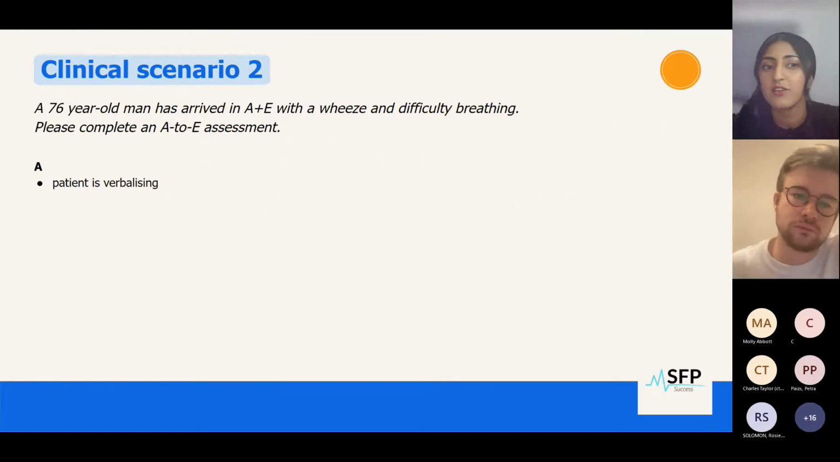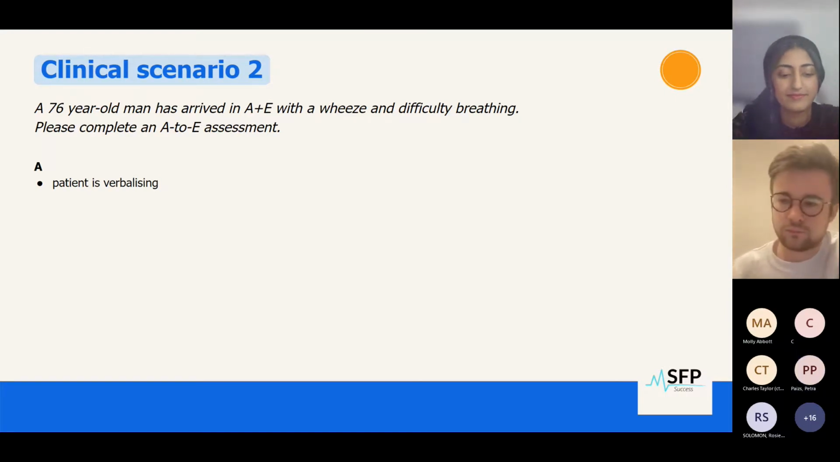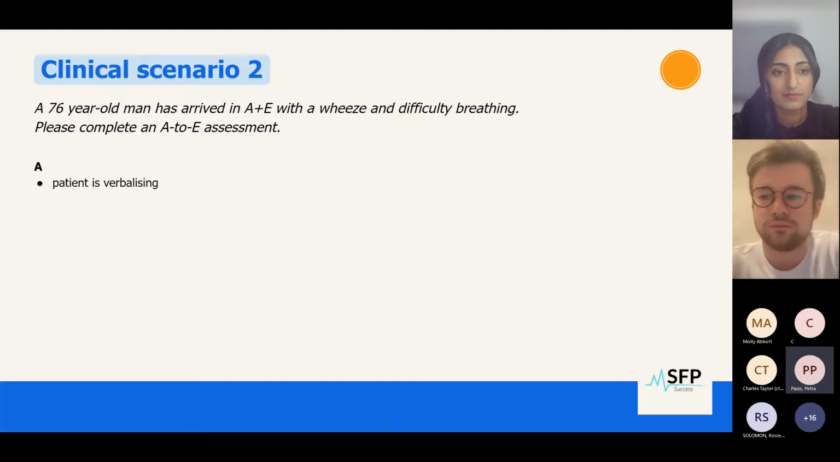So in this scenario, the patient is verbalizing, so we're happy that the airway is patent. If you could move on to B, what would you do? With B, I'd take a look, listen, feel approach. In terms of looking, I'd check whether they're using any obvious accessory muscles when breathing, whether they're calm and comfortable at rest. And in terms of feeling, that's actually a bit tricky.